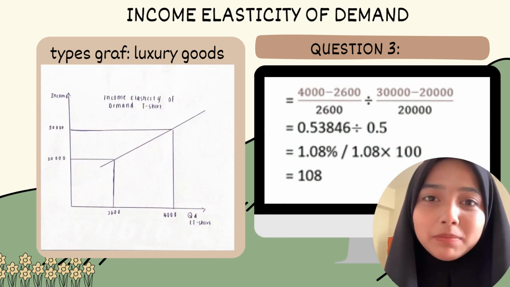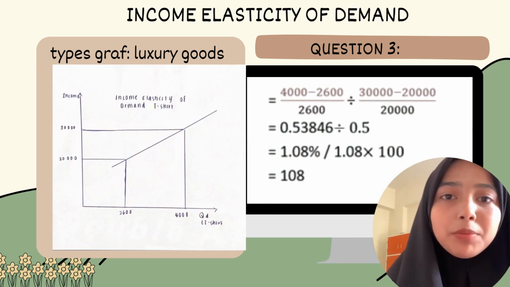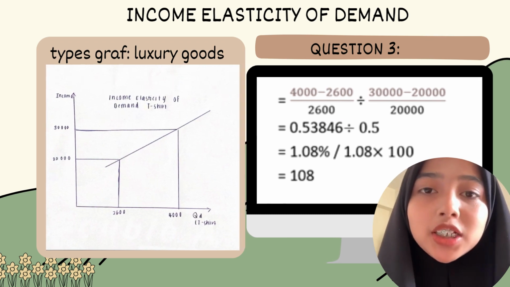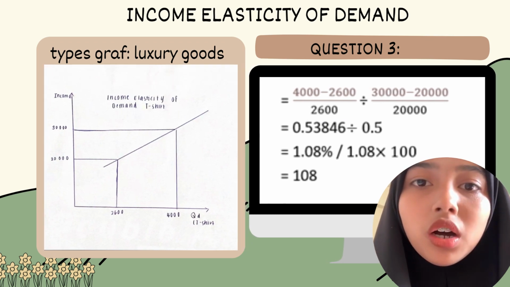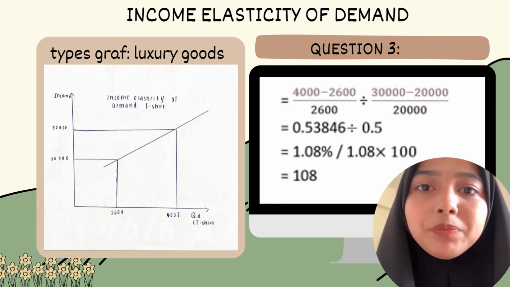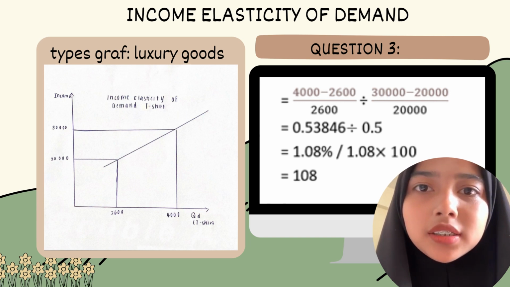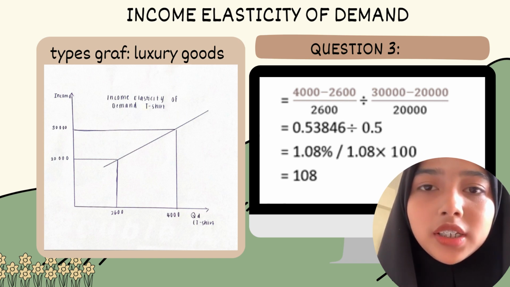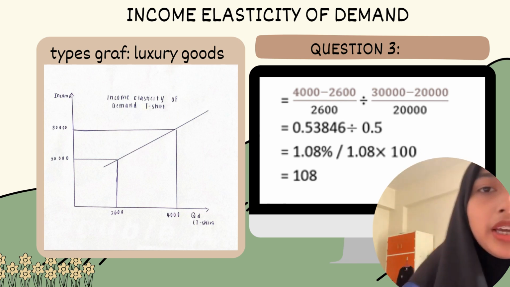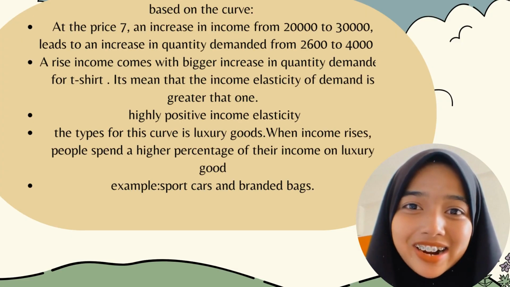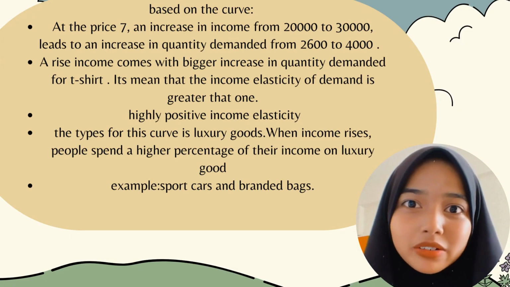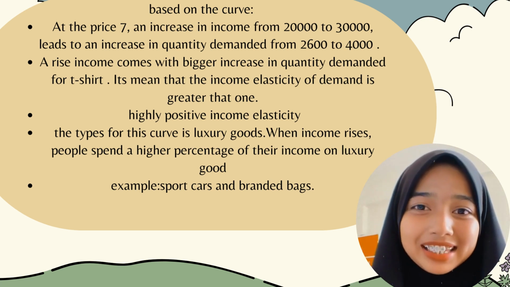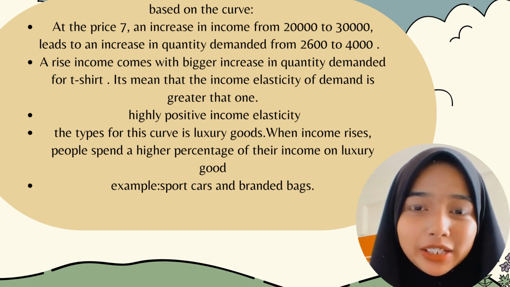Income elasticity of demand is measured as the relationship between a change in quantity demanded and a change in real income. So, in question 3, we want to find, at the price 7, when income increases from 20,000 to 30,000, what is the income elasticity of demand and what is the type of good? A rise in income comes with a bigger increase in quantity demanded for t-shirts in the town of Maryland. It means that the income elasticity is greater than 1.